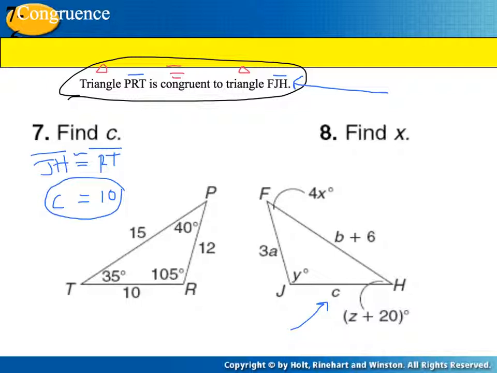Next one, find X. There it is. Okay, find what angle is going with angle F. What is congruent to angle F? It would be angle P, which is right here. So I set this up into an equation. 4x is equal to 40 degrees. Divide by 4, because that's how you do it. Inverse operations. X is equal to 10.